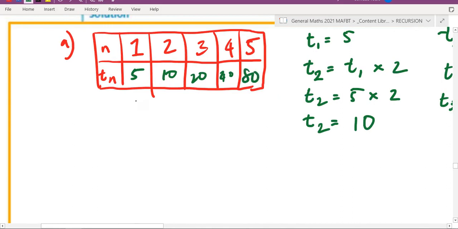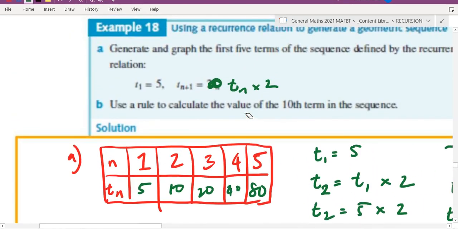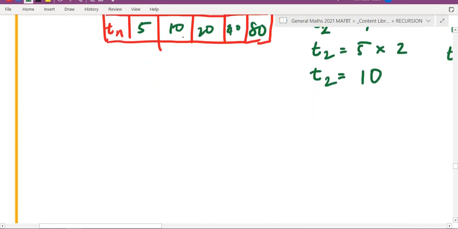Now logically you could say, sir, why wouldn't you just write the answers down? Again, in year 11 and year 12, they want you to show the working out, which is annoying, I know, but you do have to show it. So there's your first 5 terms. Easy. Now we generate the graph for it.